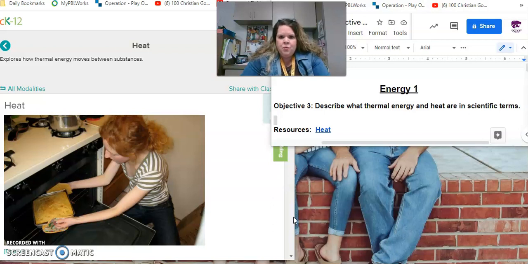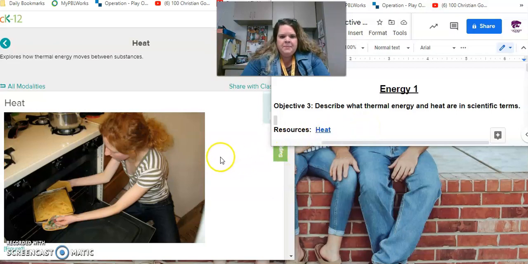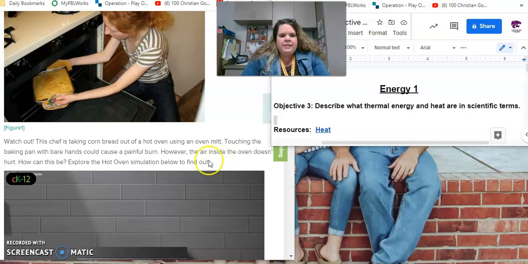This is for Energy 1, Objective 3. Describe what thermal energy and heat are in scientific terms. And the resource we're going to use is heat. Okay? So it says, watch out.